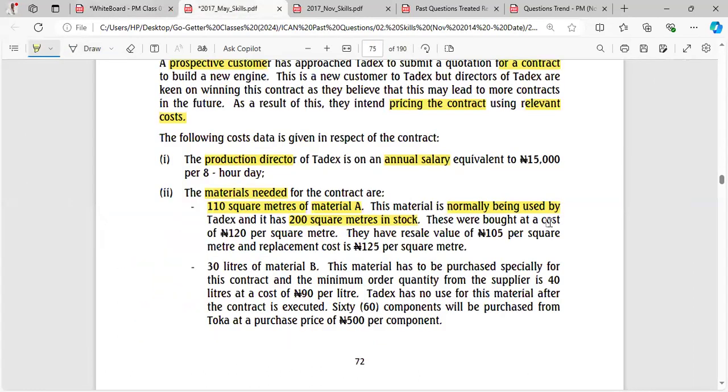Now, look at it. This was bought at a cost of 120 per square meter. Is it relevant? No, because this is historical cost. It's past. They have a resale value of 105 naira per square meter. Is this relevant? Yes, because if we don't use it, we can sell it for 105. But are we going to sell it? No, we are going to use it. And so the replacement cost of 125 per square meter is relevant. So we are going to say 125.